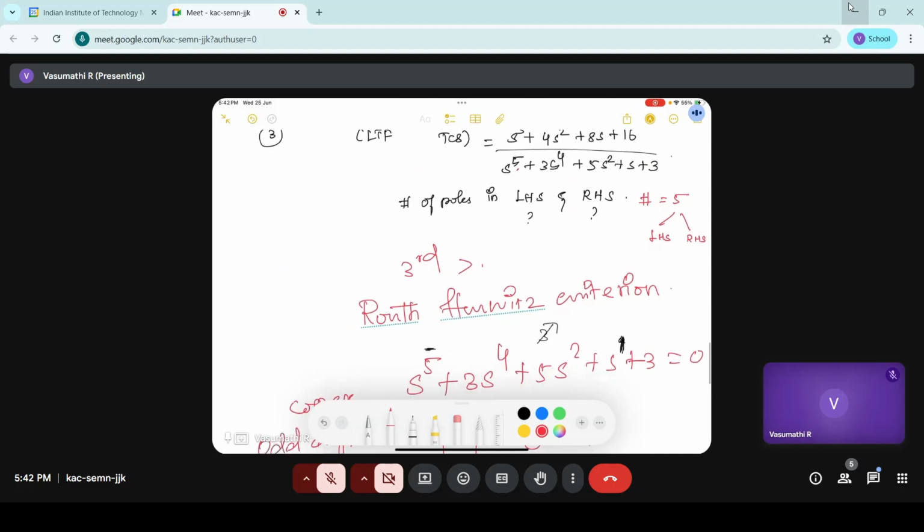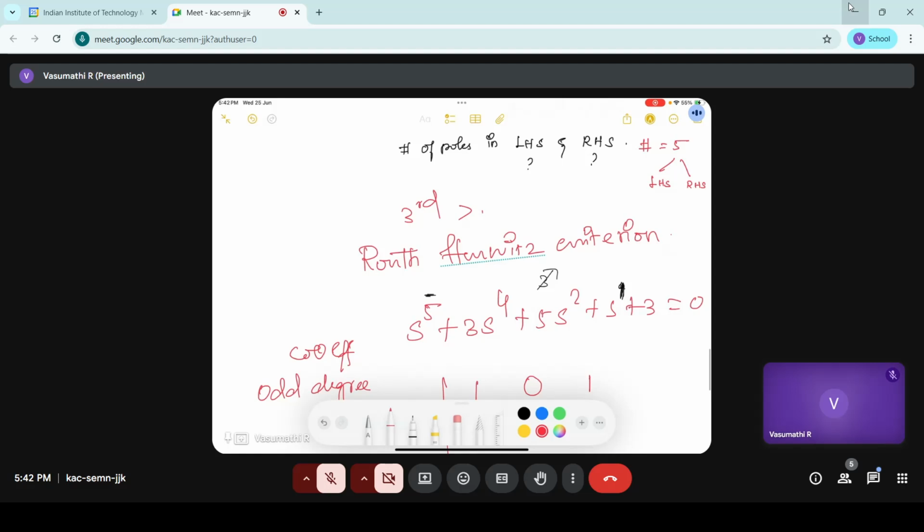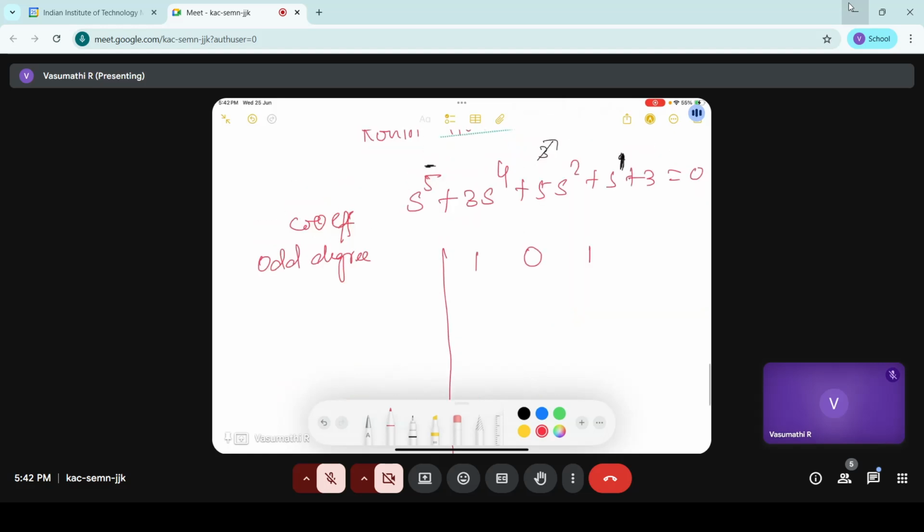Did I make any mistake right now? Okay, this is 1. Now, second is the coefficient of even degrees. That should be written in the next row. Coefficient of s power 4 is 3. Coefficient of s power 2 is 5. The constant term is considered s power 0, so that is 3. I'm going to write it here.